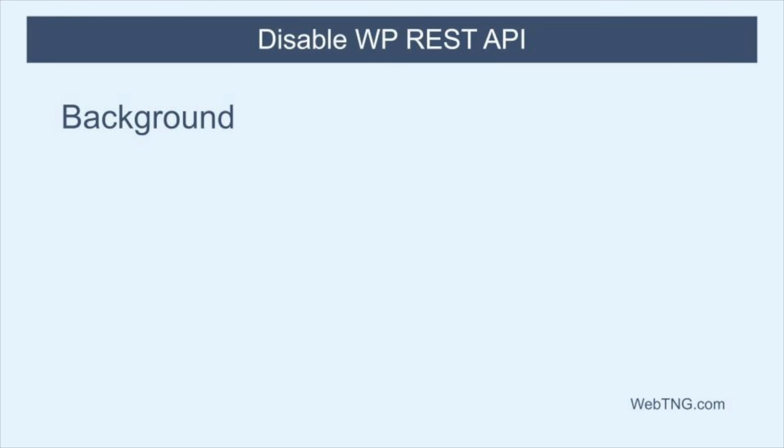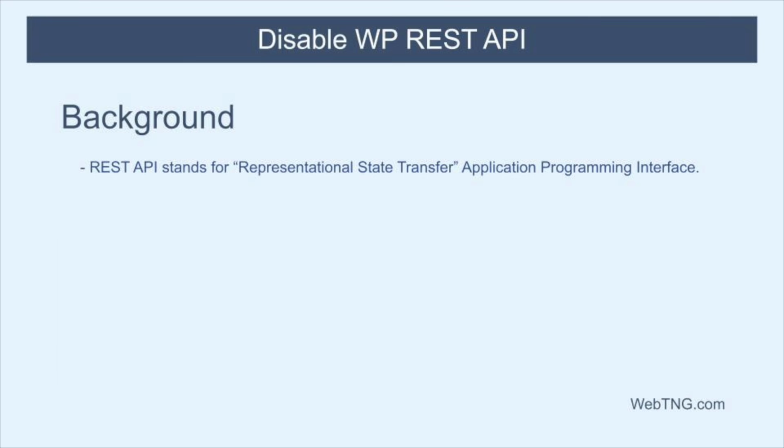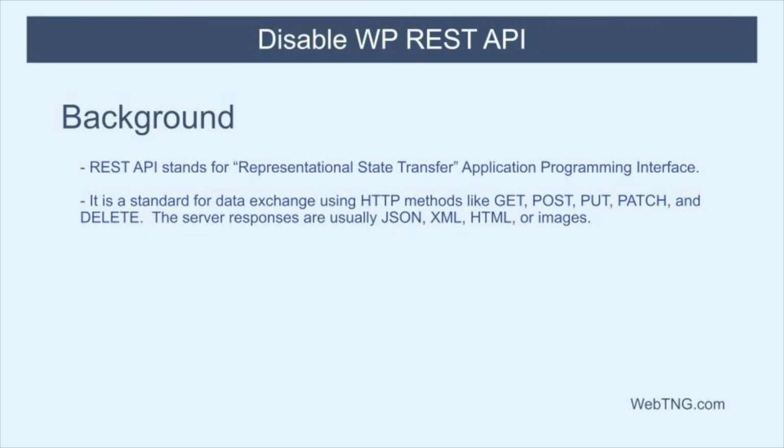So first, a little background. REST API stands for Representational State Transfer Application Programming Interface. So that's a geeky name if ever there was one. But what it does is that it's a standard for exchanging data over the web using HTTP. And REST has methods like get, post, put, patch, and delete. And usually the responses are JSON packets or XML packets, HTML, or even could be images.